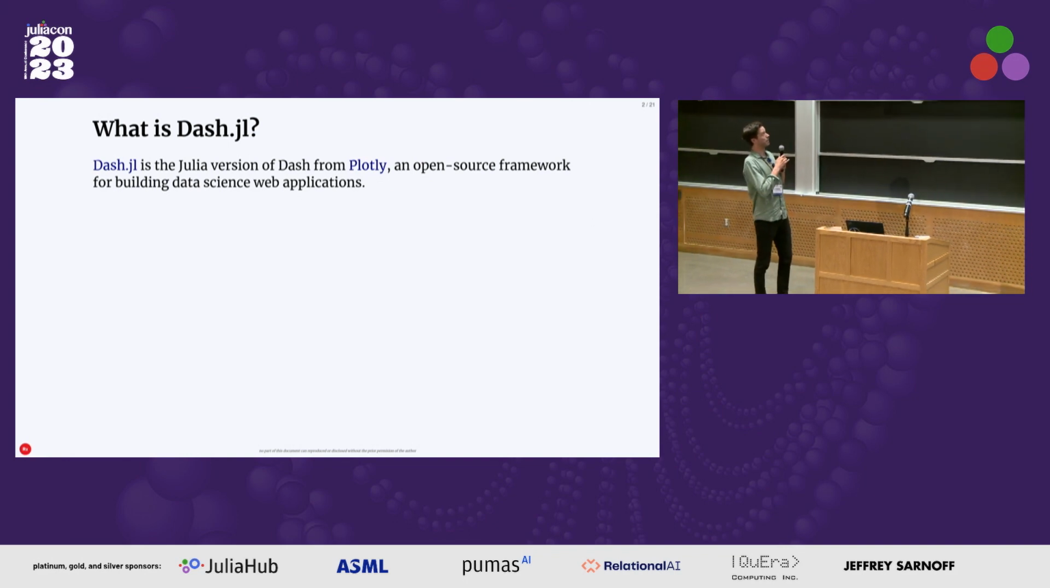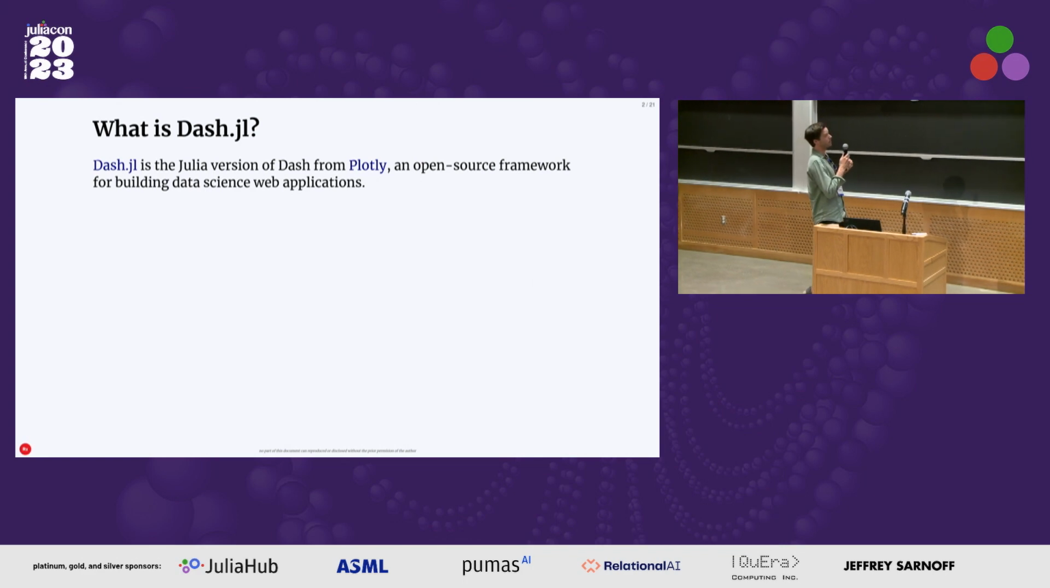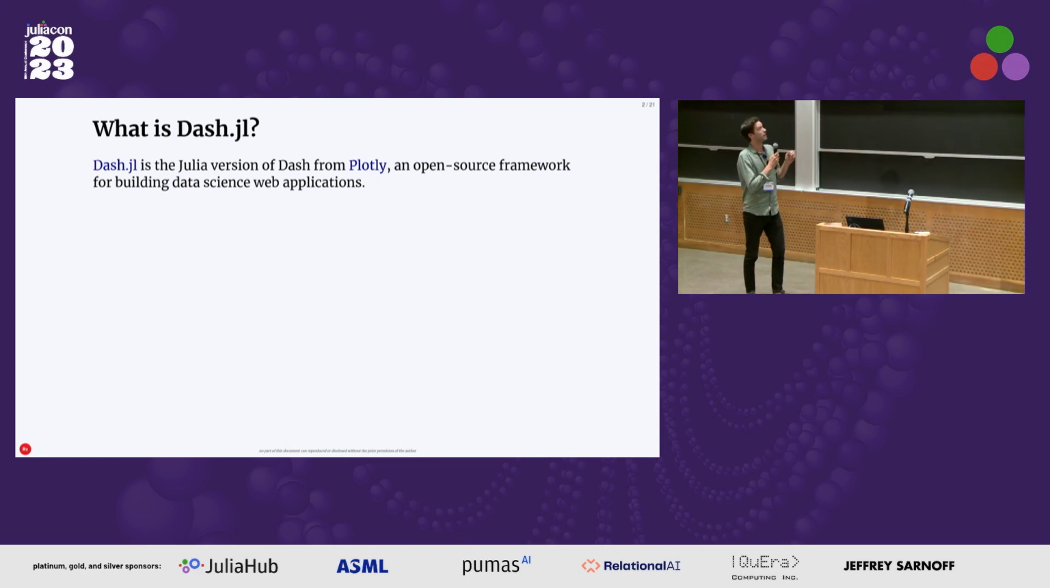Okay, so what is Dash.jl? So Dash.jl, it's a Julia package. It's the Julia version of Dash from Plotly. So Plotly is a company. Dash is a popular data science web application framework in Python. Dash.jl is the Julia version of that framework. It's open source.